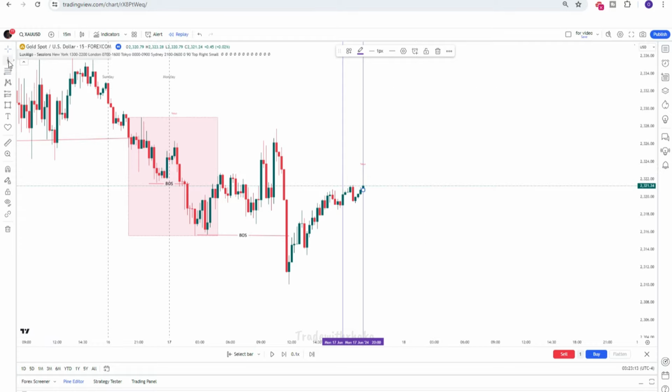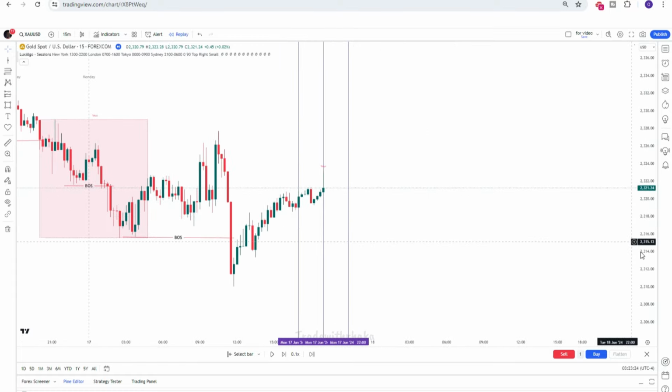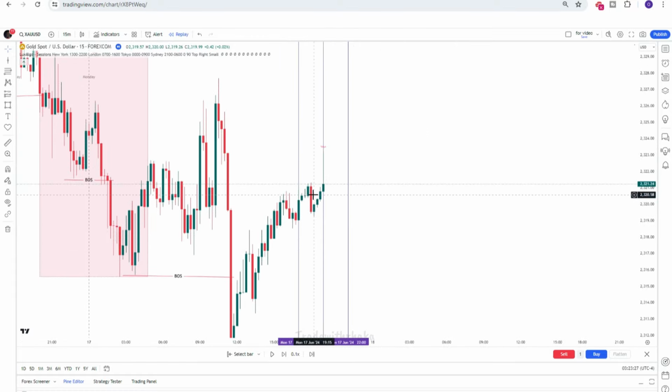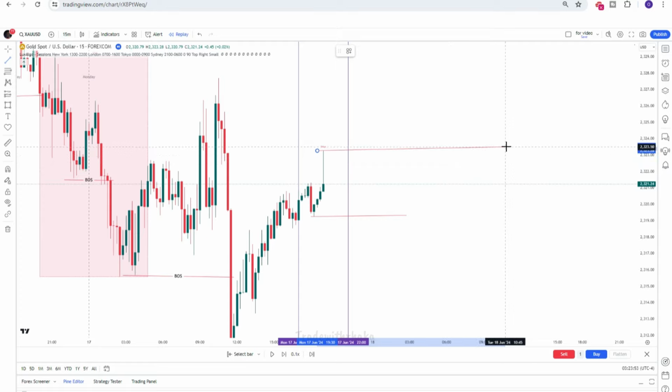Then the time we need the sweep to happen is between 8 o'clock p.m. to 10 o'clock p.m. So here is our 10 o'clock p.m. So we have marked out everything. Let's mark out our recent highs and lows to look for a sweep. This is the recent low within this time zone in forex, 6 o'clock to 8 o'clock p.m. Our recent high in the 15 minutes time frame between 6 o'clock p.m. to 8 o'clock p.m. So we have marked it out.